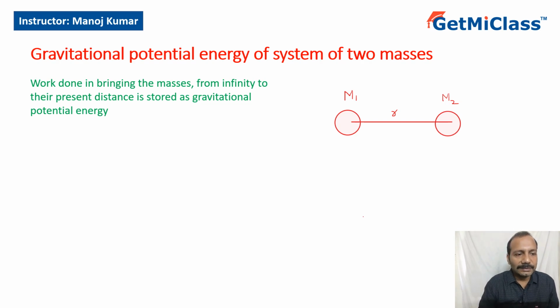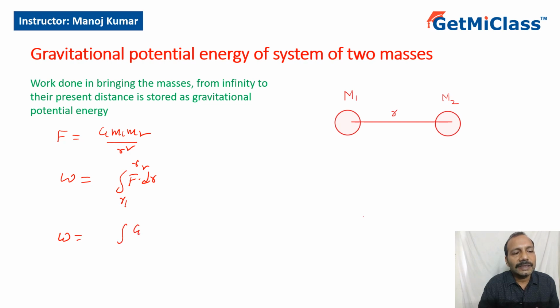So let's try to get an expression for that. Now, what is the force acting between them? The force acting between them is given by G m1 m2 by r square, right? So work done, we know, is the integral of F dot dr, from r1 to r2. Work done equals G m1 m2 by r square dot dr. I don't have to bother about the dot because theta is 0, as the force is acting along the line joining them. R1, the initial distance, is infinity, and the final distance is r.